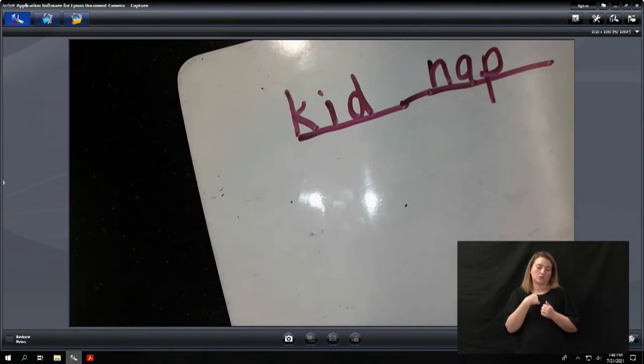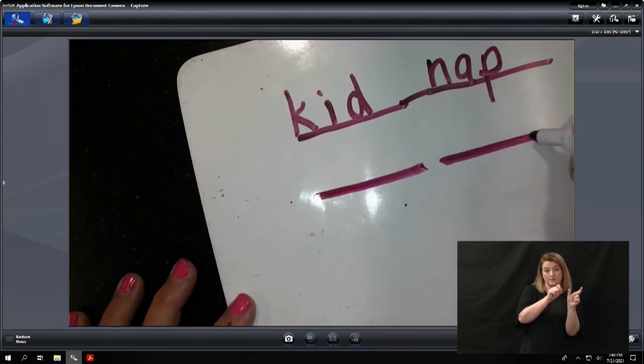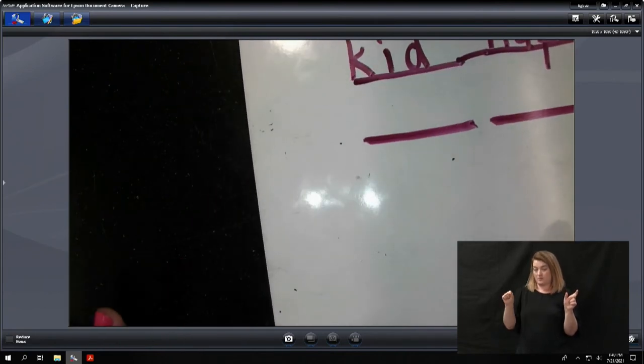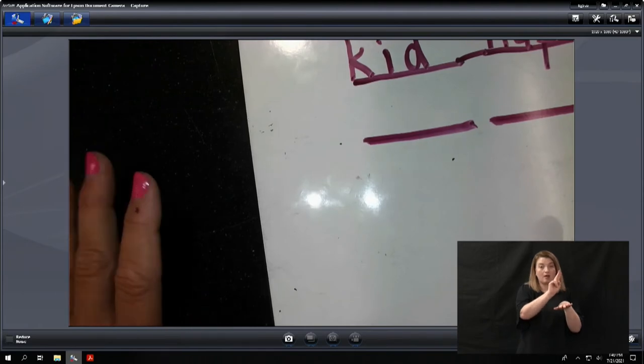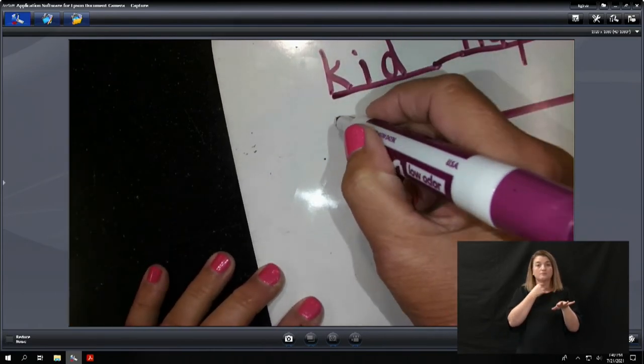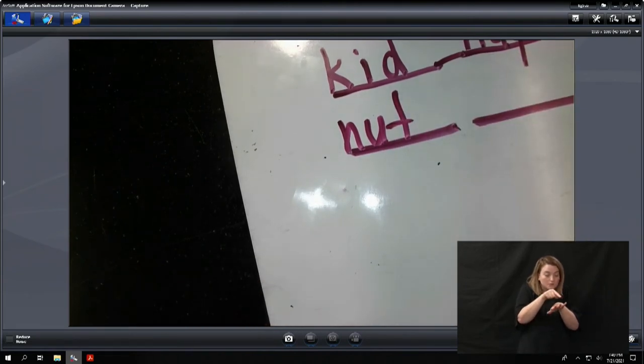Anyway, it's nutmeg. What is it? Nutmeg. Very good. And the first syllable is? Nut. Okay, we're going to put the lines because it's nutmeg. Let's fingerspell nut together. Ready? N-U-T. Now, sub-vocalize as you go. N-U-T. Okay, and the word is nutmeg.